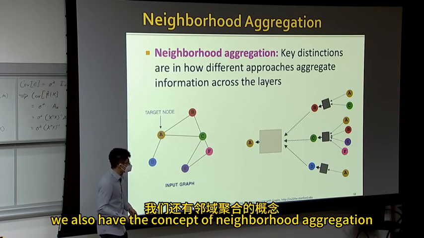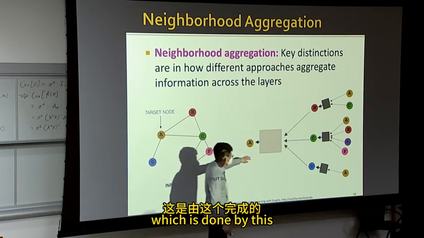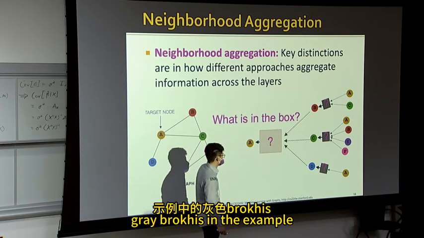And we also have the concept of neighborhood aggregation, which is done by these gray brackets in the example.